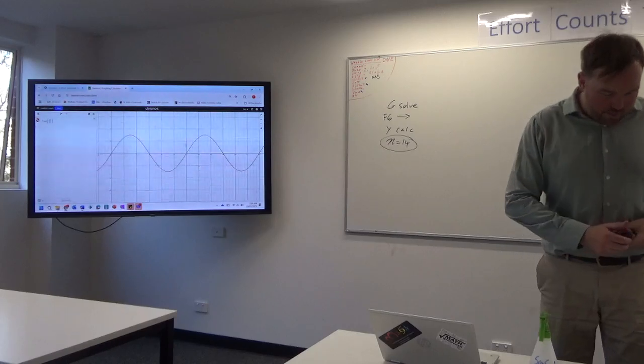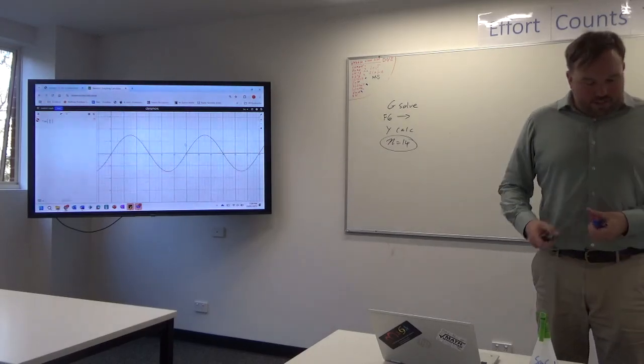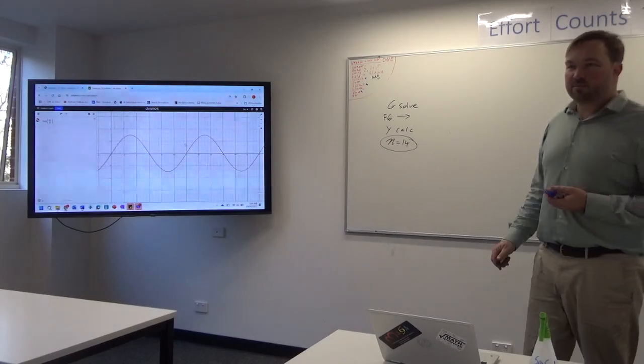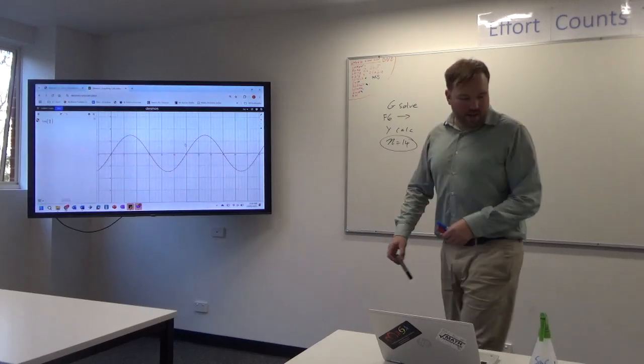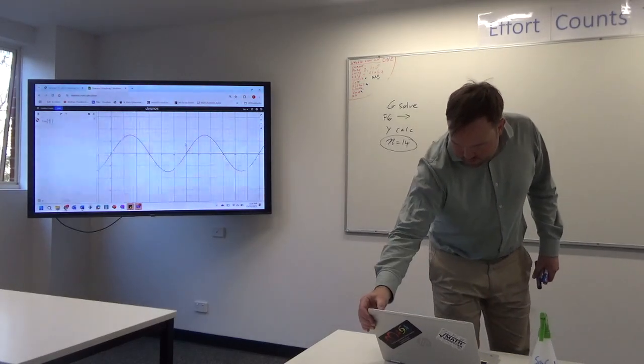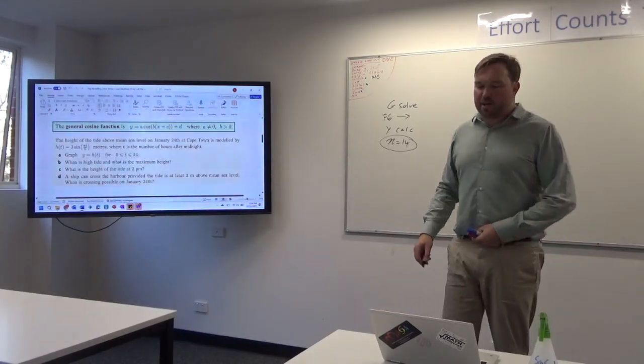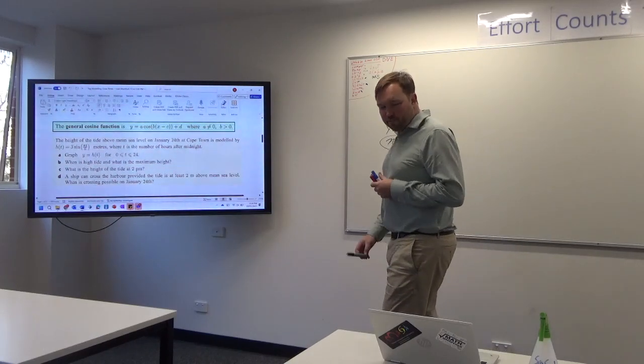Alright, so then we've got the answer to B and C. D. D reads, a ship can cross the harbour provided the tide is at least 2 metres above mean sea level.